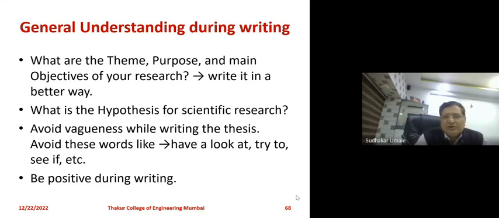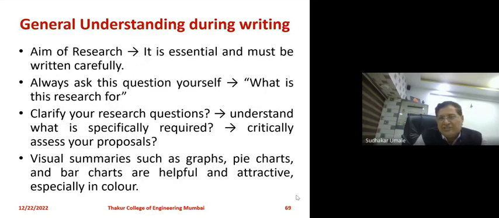What is the thesis for, or the research writing for? It is very important. Avoid vagueness while writing the thesis. Avoid words like "have a look at," "try to," "see if," and the like. Be positive during writing. The aim of research is very important. It is essential and must be written very carefully. Always ask yourself this question: what is this research for? Clarify your research question, understand what is specifically required, and critically assess your proposals.